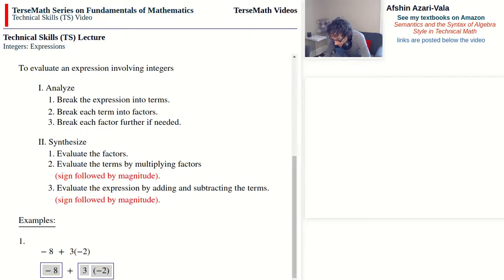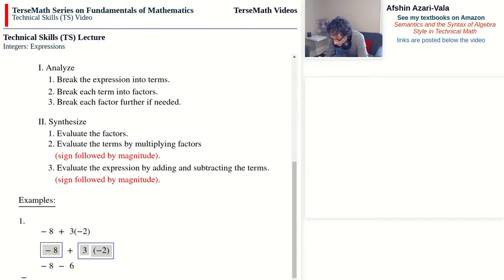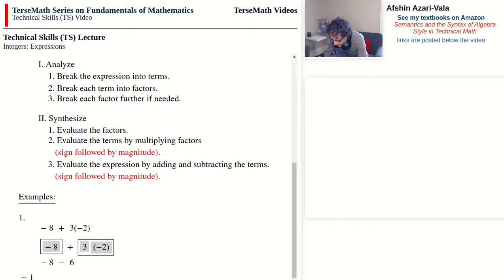So our next line becomes -8 minus 6. And then we move on to step number 3, evaluate the expression by adding and subtracting the terms. Again, we do the sign followed by magnitude. Here we have two losses in a row, so the sign will be minus. And because they are both losses, we find the total loss, which is 14, and the answer will be -14.